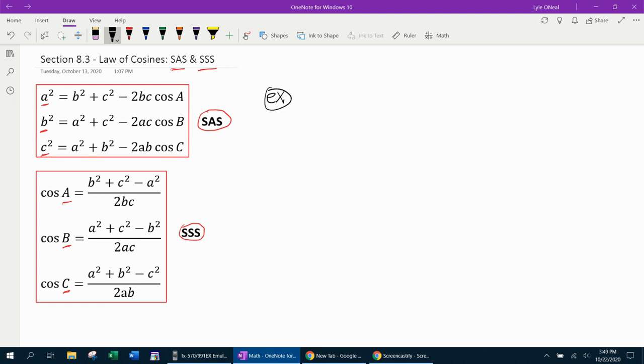For the first example, here in our triangle, we're going to have angle A, angle B, and angle C, and side A, side B, and side C. This is what we're given: angle C is 40 degrees, side A is 3, and side B is 4.